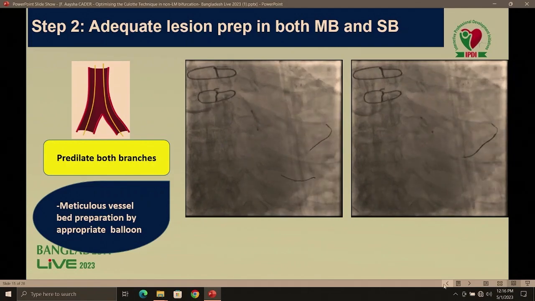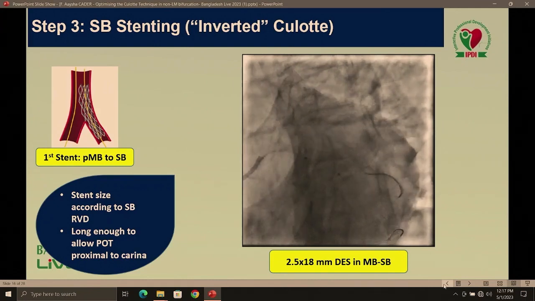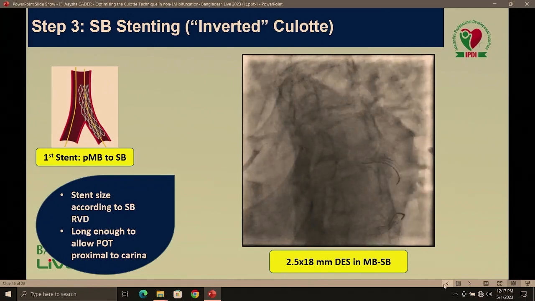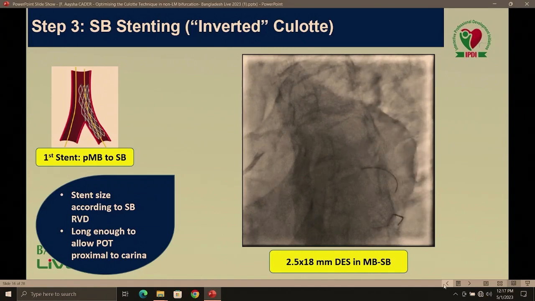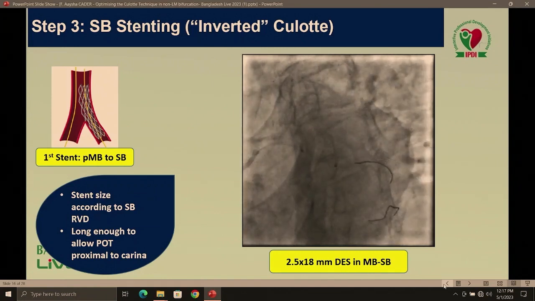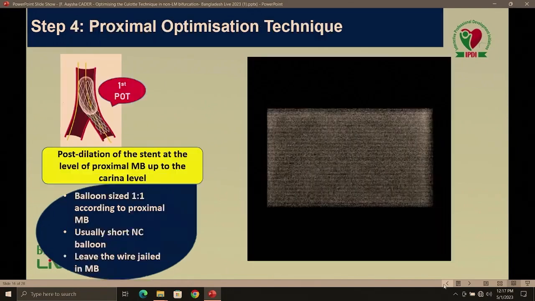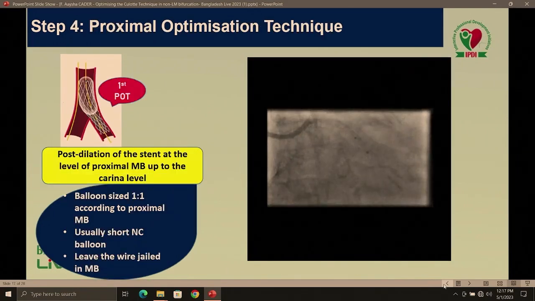So we pre-dilated both the branches and went for what we call an inverted culotte, where the side branch is going to be stented first. This stent has to be sized according to the side branch reference vessel diameter, and also it's important that in terms of length, it has to be long enough to allow pot proximal to the carina. So after the first stent has been implanted, you would do the first pot.